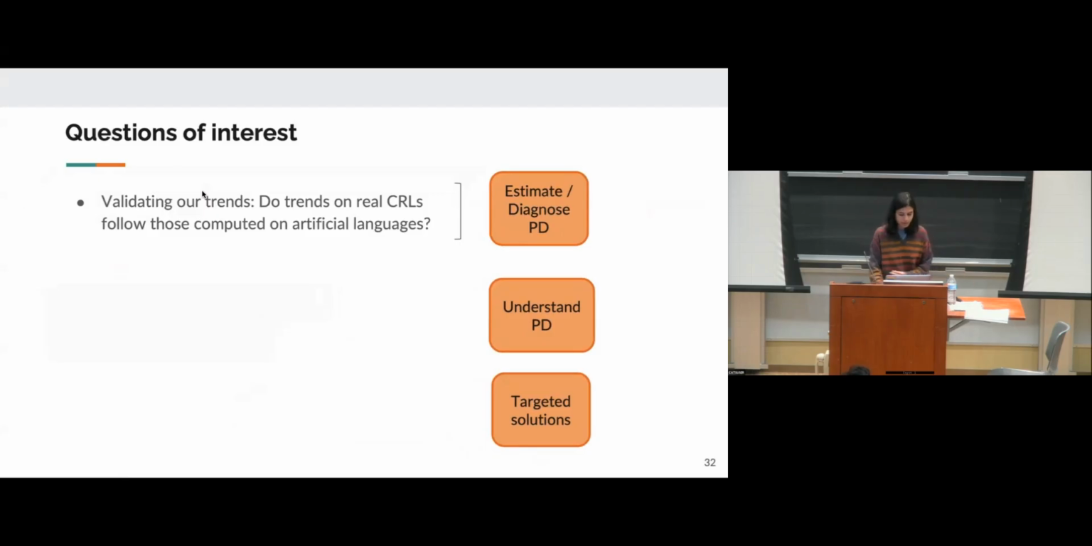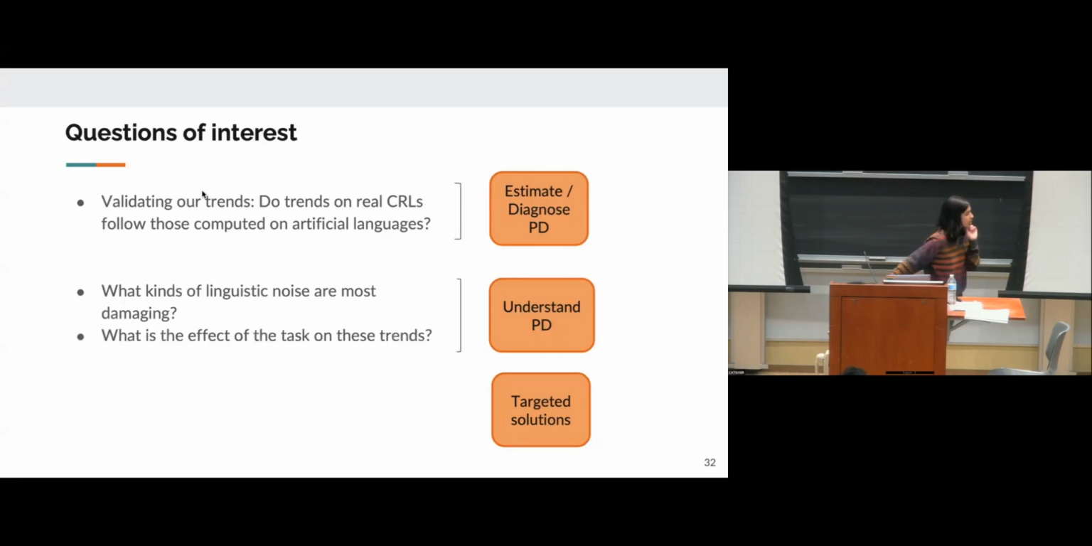So firstly, we want to use these trends to say things about real languages. And we've shown that we can compute these posteriors for real languages to place them within this distance space that we set up. So we want to see whether trends on real languages follow the ones that we computed on artificial languages. And then we also want to understand what kinds of linguistic noise are most damaging, or what is the effect of the task that we're doing on these trends. And then we want to keep in mind that the goal is to eventually treat performance degradation.